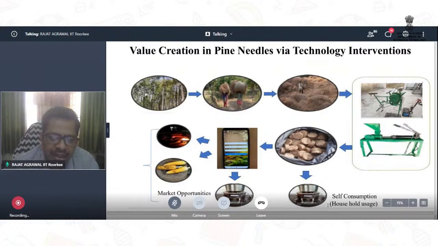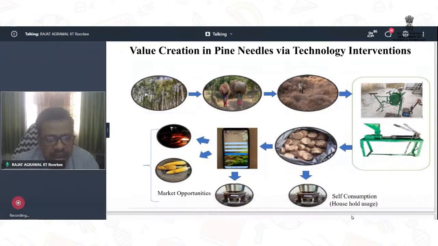So what we have done, we have democratized the technology. It is such a simple machine. You can see that no electricity is required. It can be operated manually in the house, and we are focusing on females to use this machine for their extra income. This is the kind of product you can see which is coming out of this, and it can be used for multiple activities. It can be used for dhabas, it can be used for self-consumption, etc.